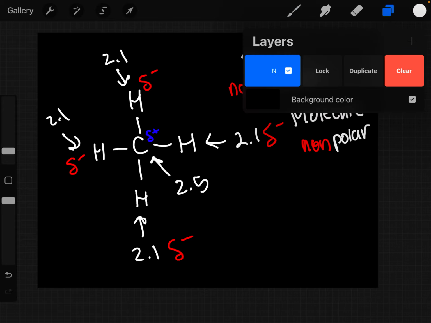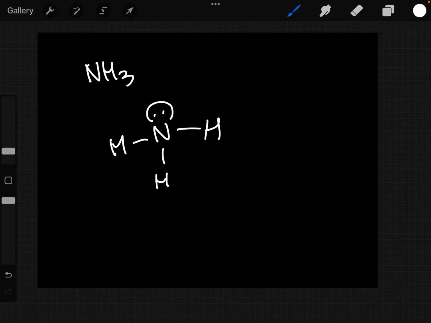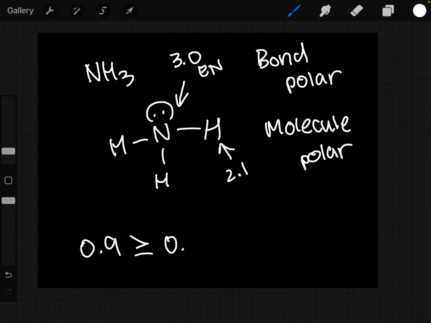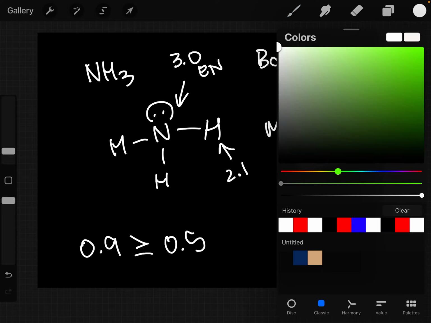Cool. All right, let's think of something else. How about we take NH3? Bond polarity and molecule polarity. For bond polarity, the electronegativity for nitrogen is 3.0, and for hydrogen it is 2.1. 3.0 minus 2.1 is 0.9, which is greater than or equal to 0.5. So we know that this is a polar bond.